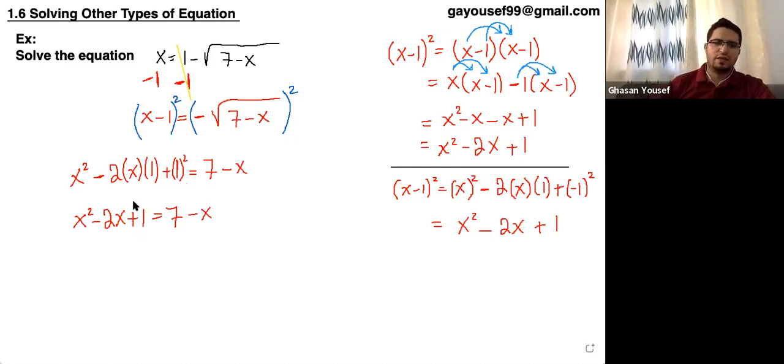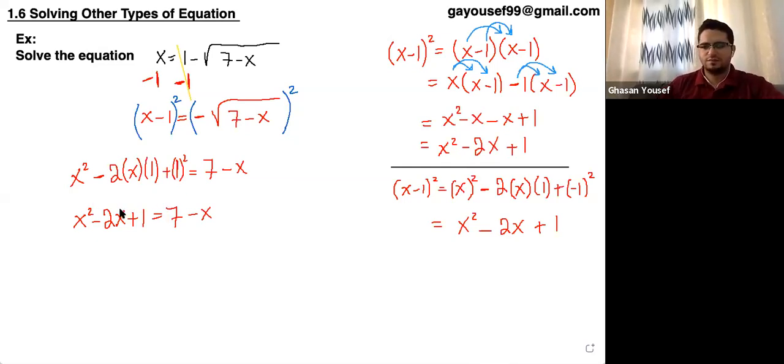Now go back to the example. What should I do now? How can we solve something like this: x squared minus 2x plus 1 equals 7 minus x. What should I do here?